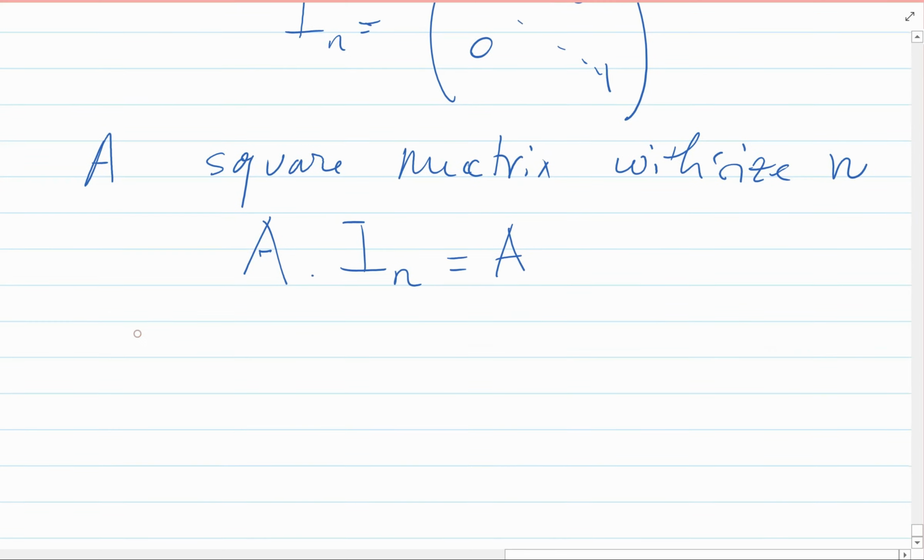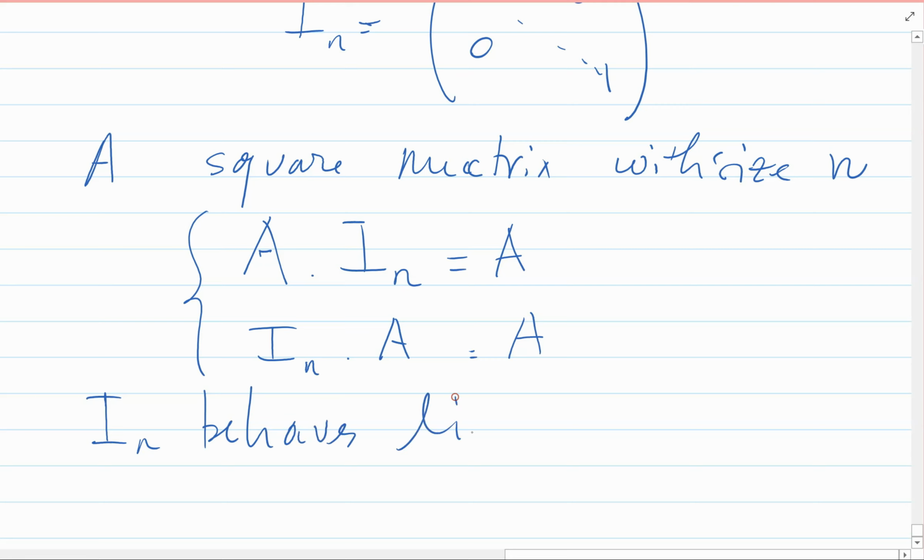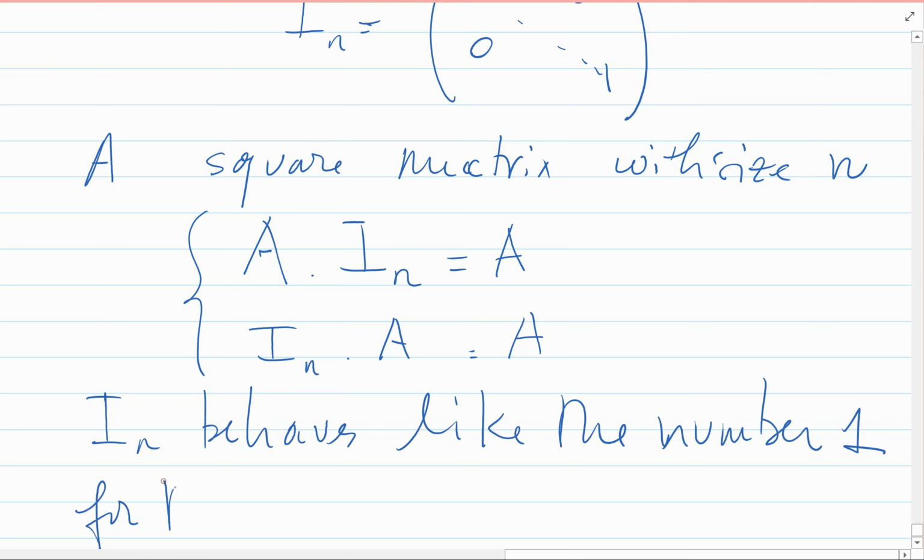And it's not only that, at the same time, if you take IN times A, you will find A. So not only do you have A times IN equal to A, you also have IN times A equal to A. So for the product of matrices, IN behaves like the number 1. We call it the unit.